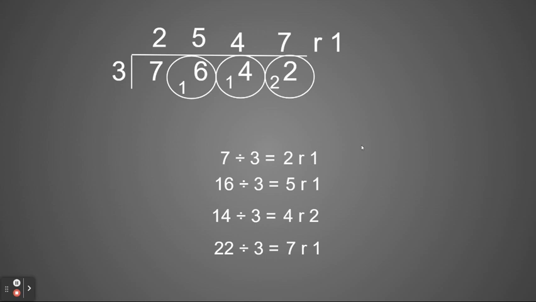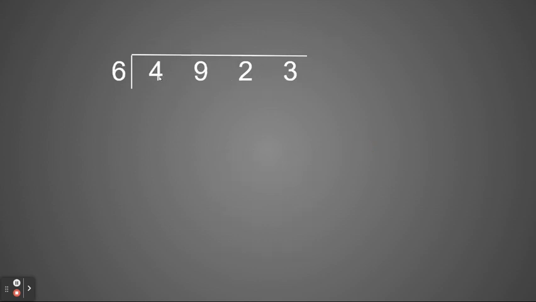Let's look at one more example. This time I have 4,923 divided by 6. So I'm first going to start by looking at the 4 and say, can 4 be divided by 6? 4 is less than 6, so it will not work. So then, just like before, I have to put the next 2 digits together to make the number 49. So now I'm going to do 49 divided by 6.